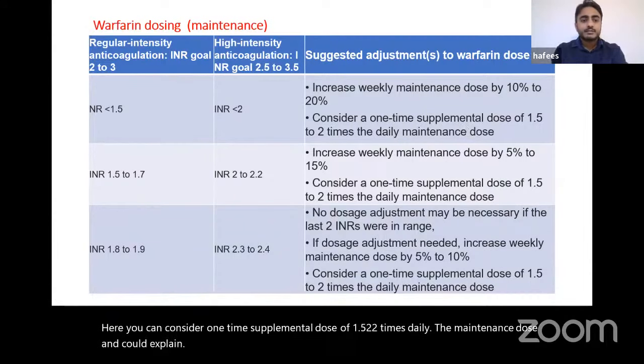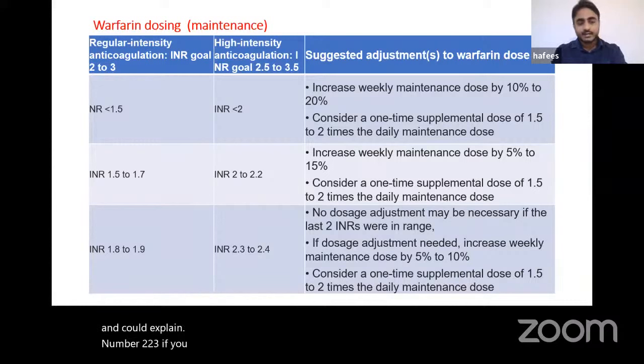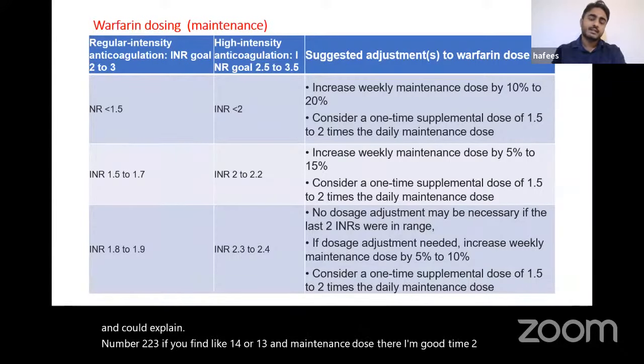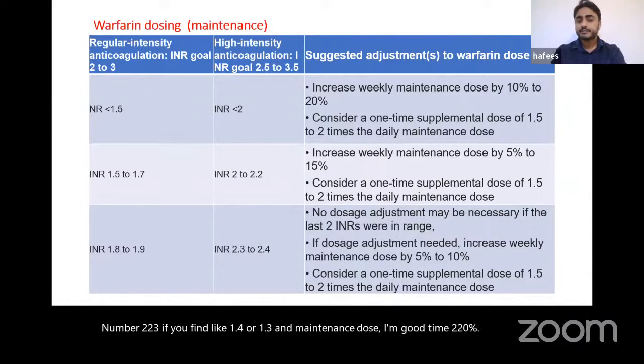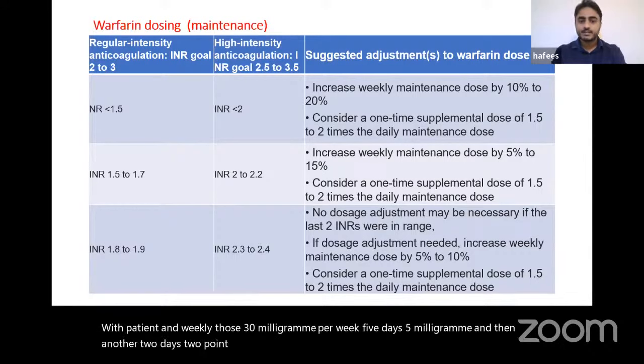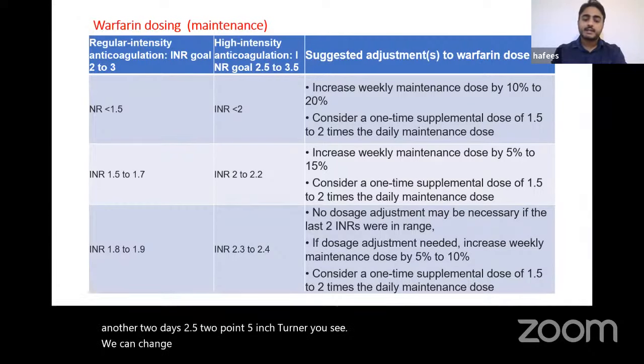Number target INR 2 to 3 ആണ്. If you find INR like 1.4 or 1.3, നമ്മുടെ മെയിൻ്റനൻസ് ഡോസ് നമുക്ക് 10 to 20% ഇൻക്രീസ് ചെയ്യാം. ഫോർ എക്സാമ്പിൾ ഒരു പേഷ്യന്റ് ആൻഡ് വീക്ക്ലി ഡോസ് 30 milligram per week ആണെന്നുണ്ടെങ്കിൽ 5 days 5 milligram and then another 2 days 2.5 വെച്ചിട്ടാണ് യൂസ് ചെയ്യുന്നുണ്ടെങ്കിൽ we can change to 5 milligram daily. That is it will be 7 by 5, 35 milligram per day.